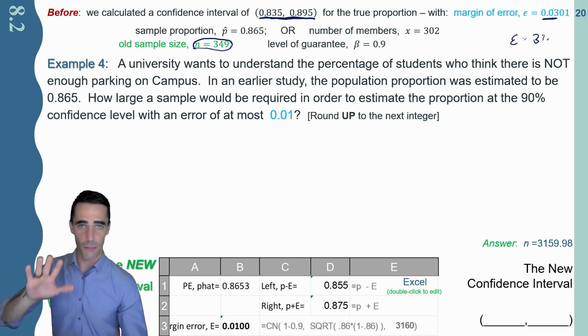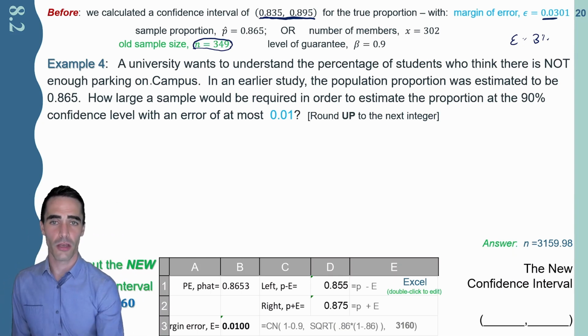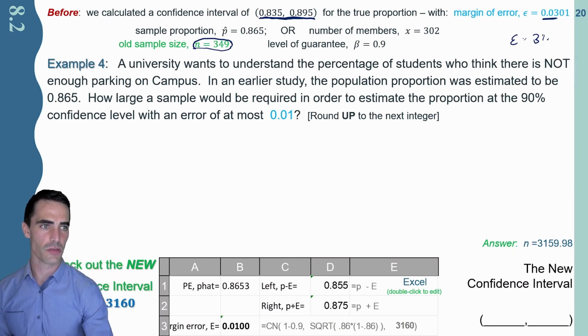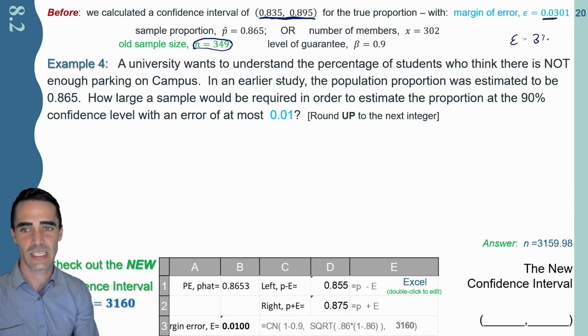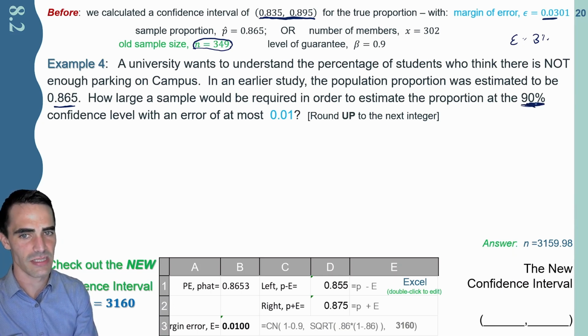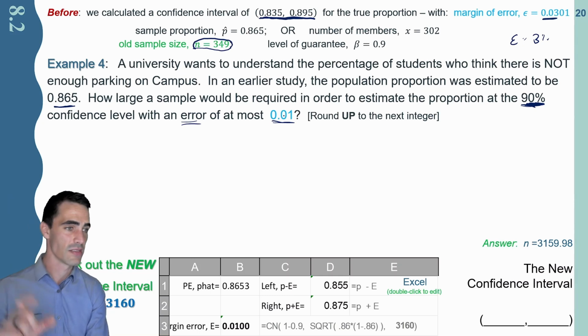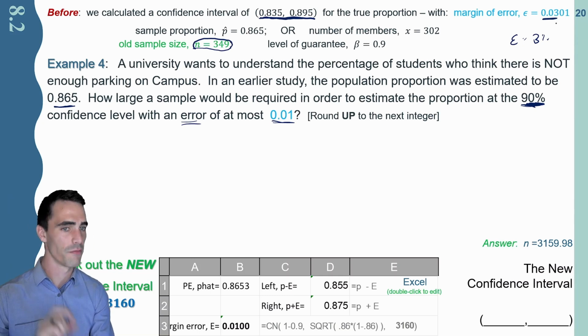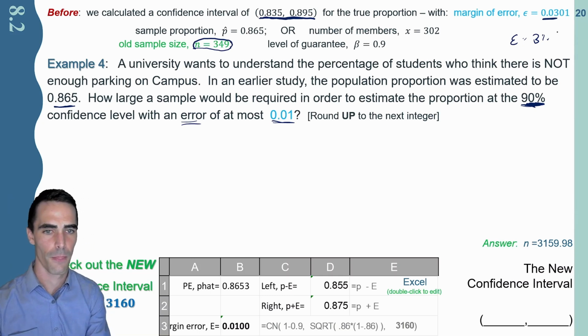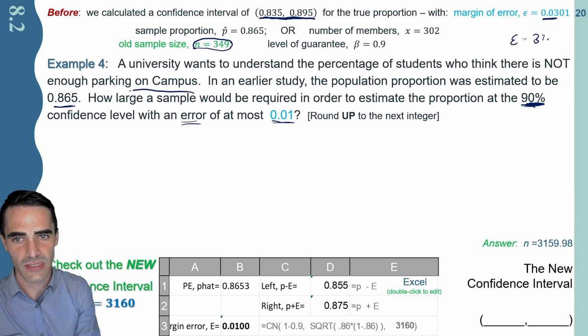And so instead, let's go back to the drawing board and ask this question. A university wants to understand the percentage of students who think that there's not enough parking on campus. In an earlier study, the proportion was estimated to be 0.865 or 87% like we rounded. How large a sample would be required in order to estimate the proportion at the 90% confidence level at an error, which is a fancy word for us, error of at most 0.01 or 1%. This error of 1% is going to replace our error of 3%. I want a very accurate, narrow confidence interval. Here's a little trick. How large of a sample?